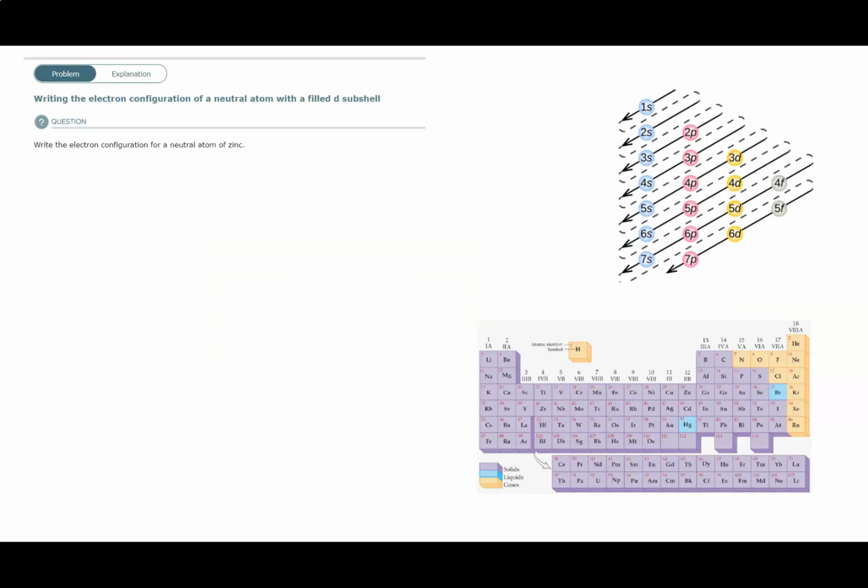Okay, so let's do it. It says writing the electron configuration of a neutral atom with a filled D subshell. So I have to write a neutral atom, so I don't have to add or remove any electrons for zinc. So zinc, there we go, what's its atomic number? It's right there, 30. So I know that I've got 30 electrons.